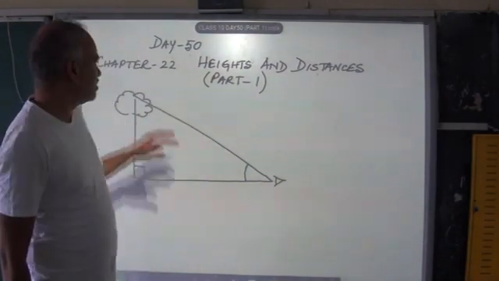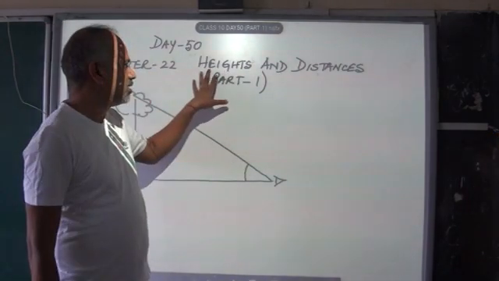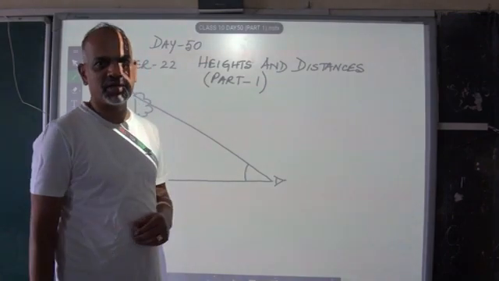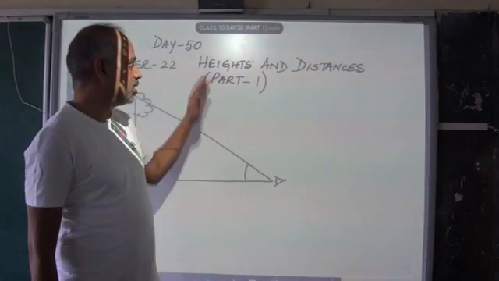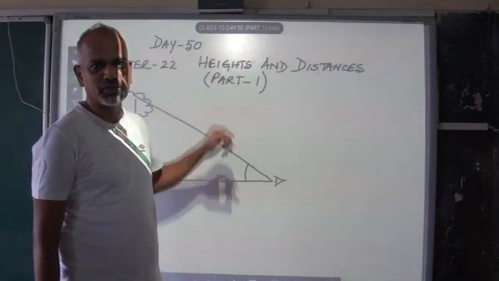Okay, this is the new chapter. This is chapter number 22 on heights and distances. This chapter is related to the previous chapter that we did, that's on trigonometric identities. So everything that you're going to do is with respect to trigonometric ratios.